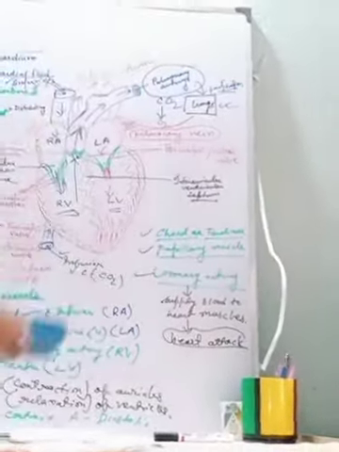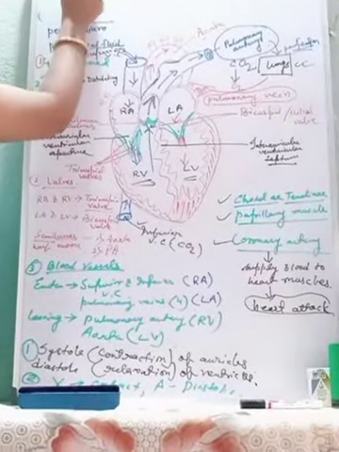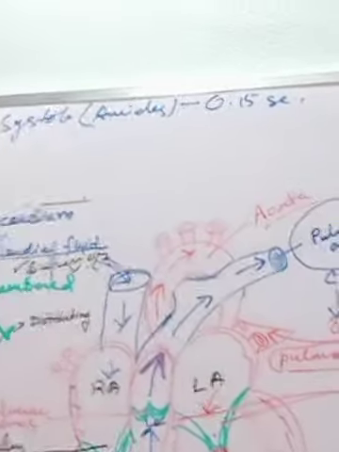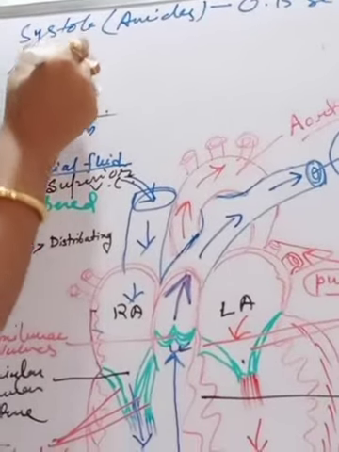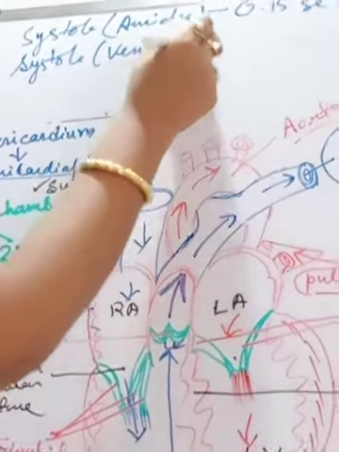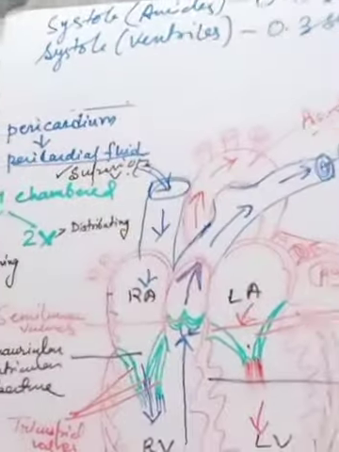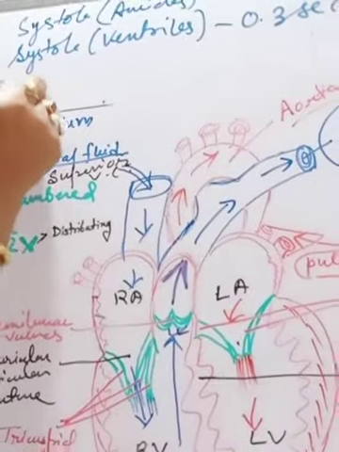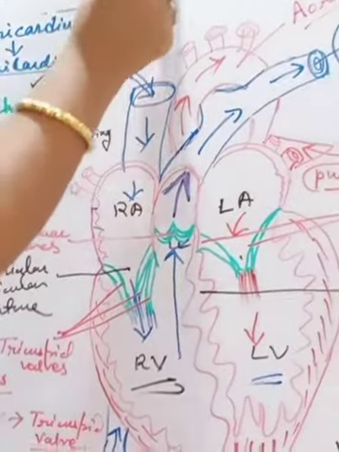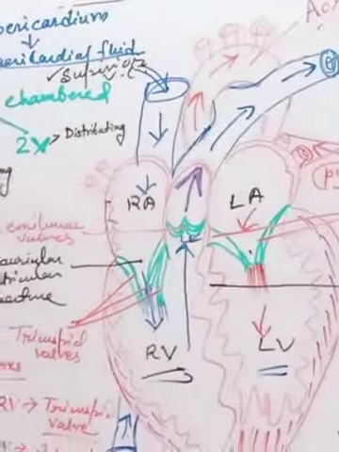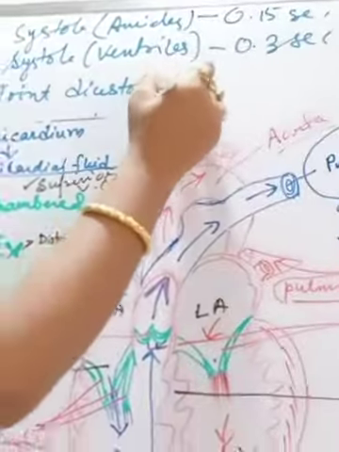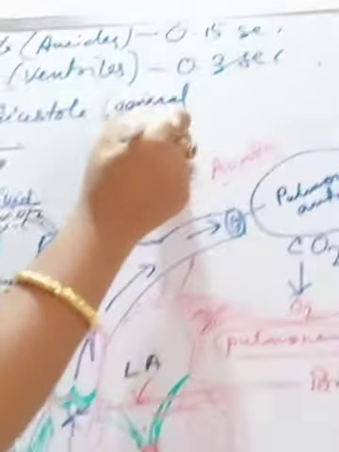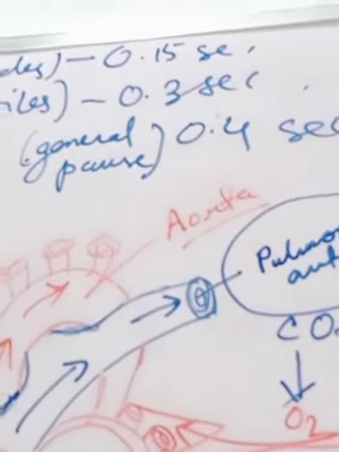So I want to tell you here the cardiac phase. First, the auricles go into systole, which remains for about 0.15 second. Then the ventricles go into systole, which remains for 0.3 second. Then there is a joint diastole. When both the auricles and the ventricles come into the diastolic phase together, that is called the general pause, which remains for 0.4 second.